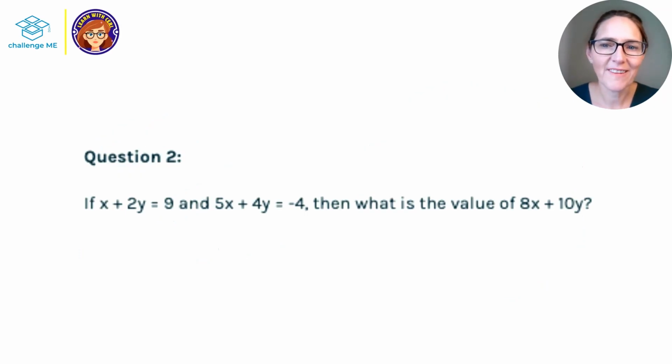Some algebra in this one. x plus 2y equals 9 and 5x plus 4y equals negative 4. Then what is the value of 8x plus 10y? So we need to use these two statements that we know are true facts to alter them, manipulate them until we've got the value of 8x plus 10y. And 5x plus 4y is closer. If we doubled it, we'd get 10x plus 8y, and that's the wrong way round for our coefficients.